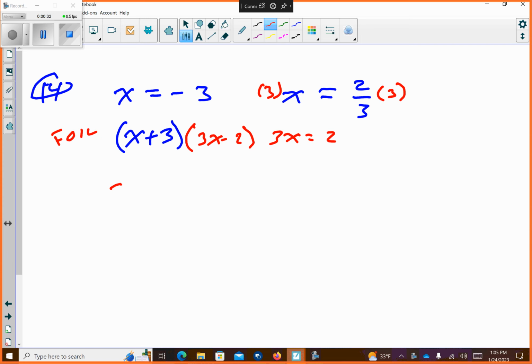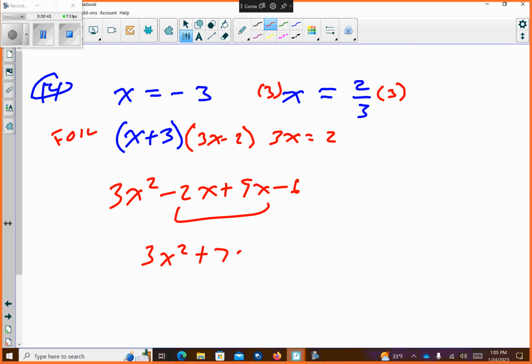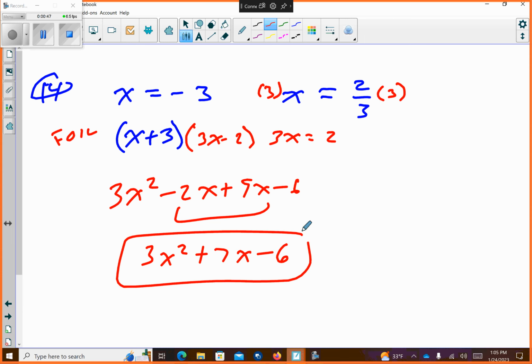So you're going to get 3x squared minus 2x plus 9x minus 6. And so that's going to give me 3x squared plus 7x minus 6. And that's all you'd have to do for 14. What else did you see on those first ones? Are we good? And then was it 18 and what were the two?